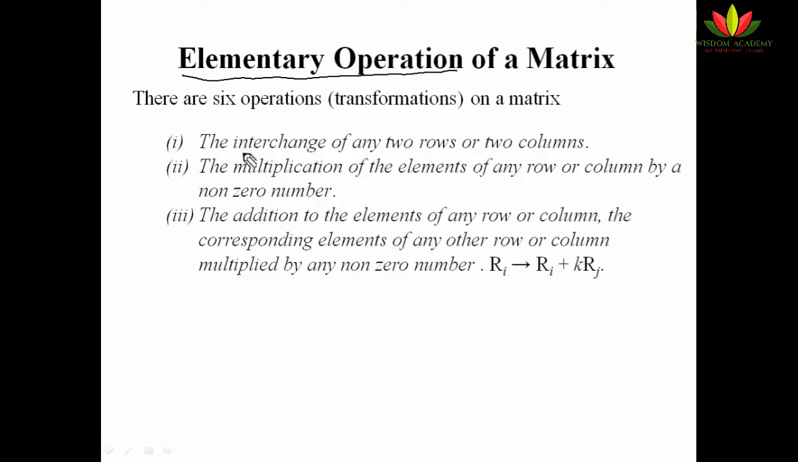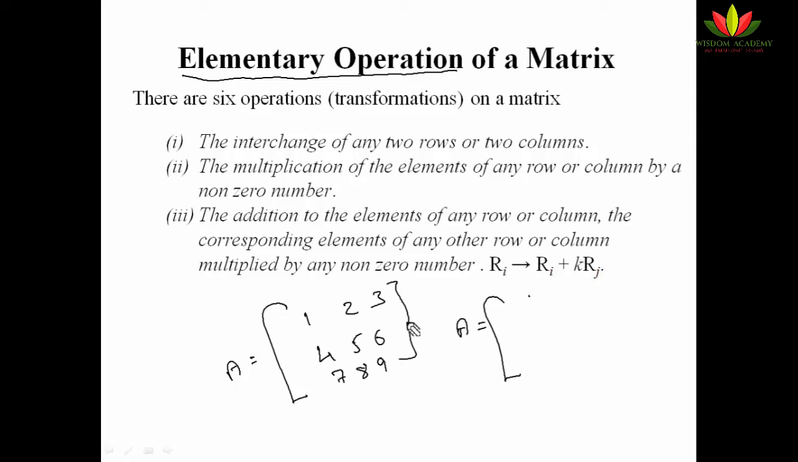What are they? First, interchange of any two rows or columns. If I have 1, 2, 3, 4, 5, 6, 7, 8, 9, I can interchange any two rows or two columns in a matrix. That is known as the first elementary operation. I can write it like this: I am interchanging my first row and second row. That is 4, 5, 6, 1, 2, 3, 7, 8, 9. So this is interchanging of rows.